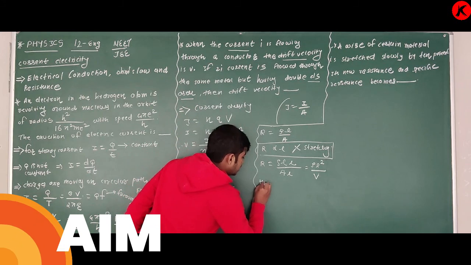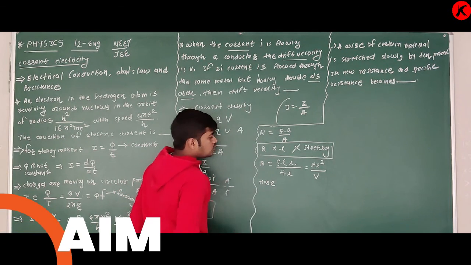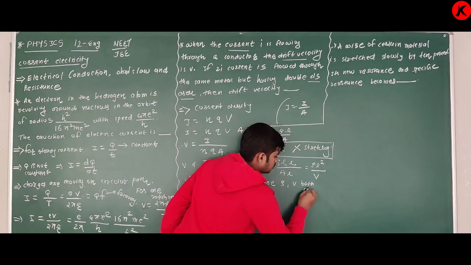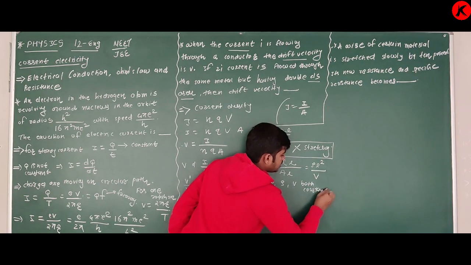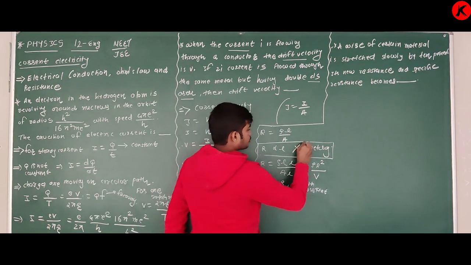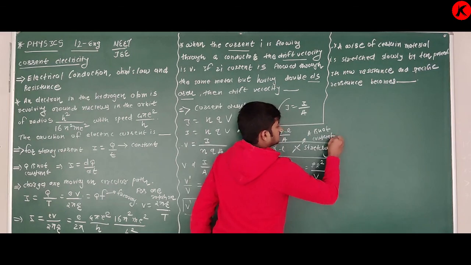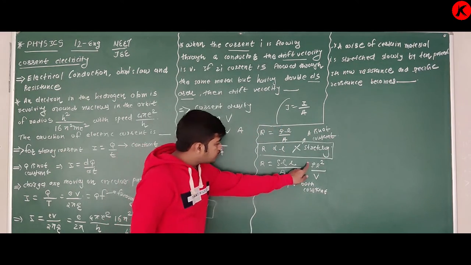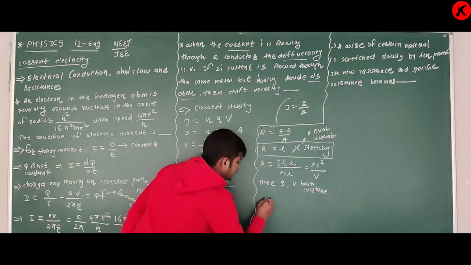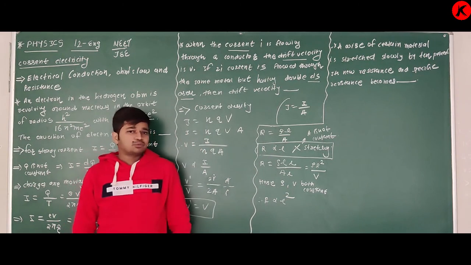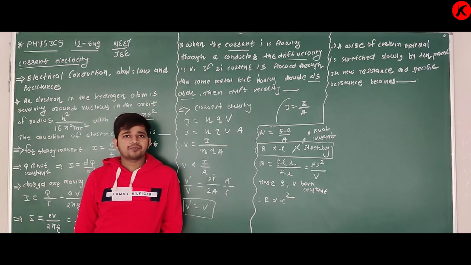Here rho and V both are constant. In case of stretching, A is not constant. So as rho and V are both constant, I can write R is proportional to L square. Clear about this?